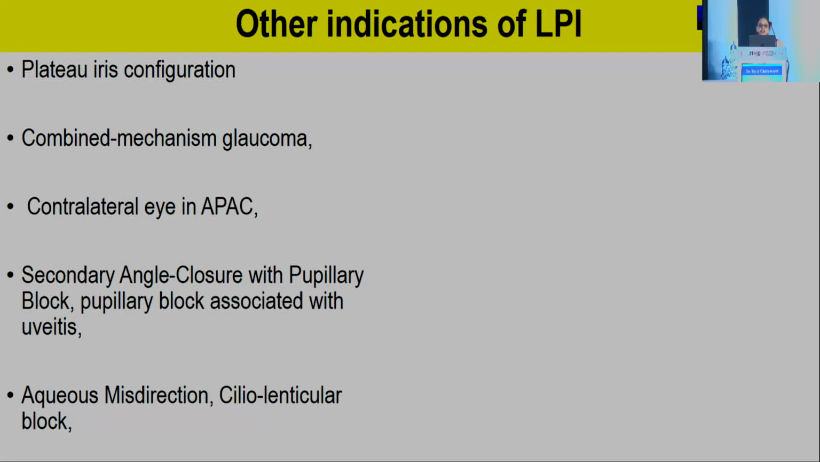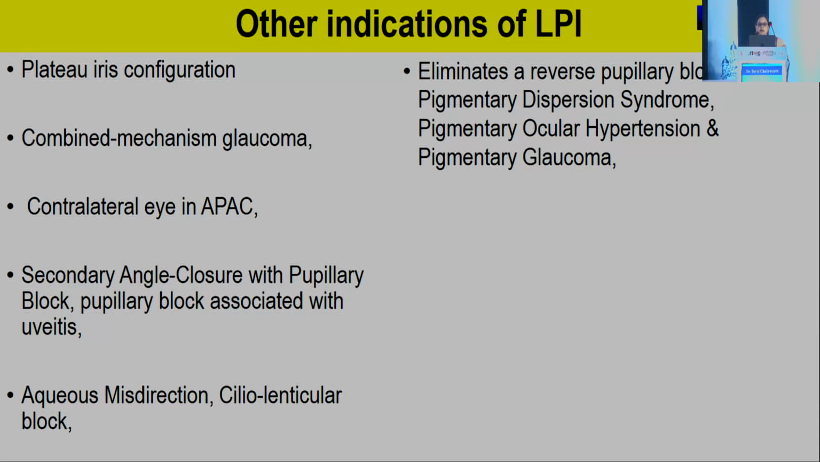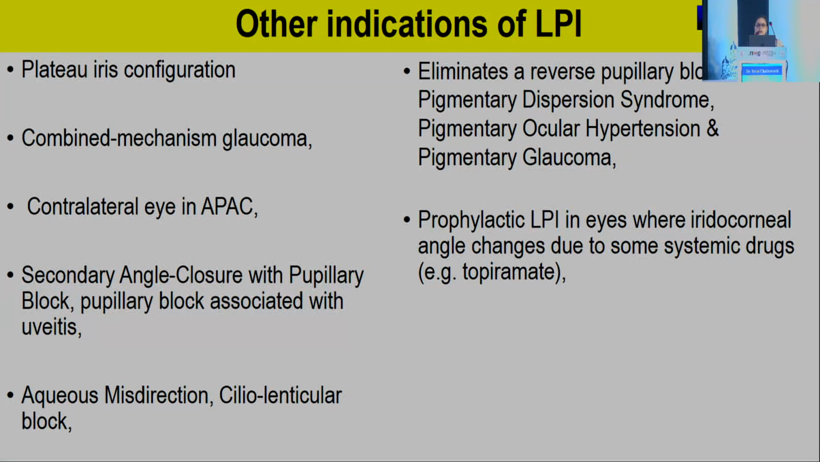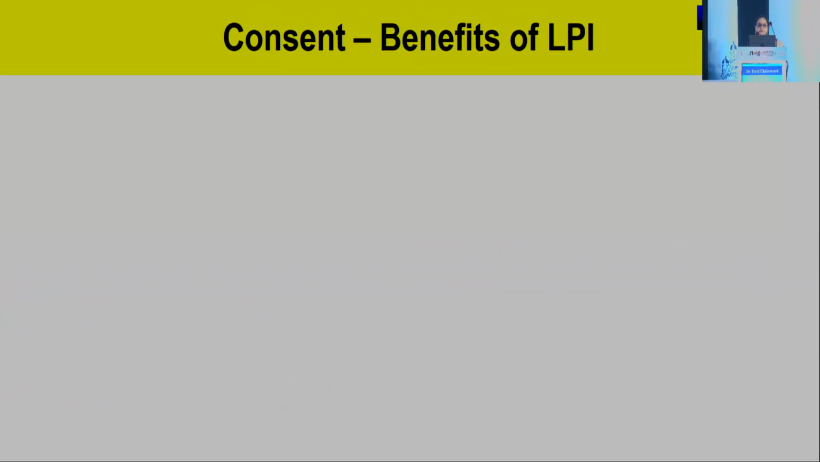Now other indications of LPI: plateau iris configuration, combined mechanism glaucoma, contralateral eye in APAC, secondary angle closure with pupillary block, aqueous misdirection. LPI eliminates a reverse pupillary block in pigment dispersion syndrome. It does a prophylactic LPI where iridocorneal angle change is due to some systemic drugs like topiramate.